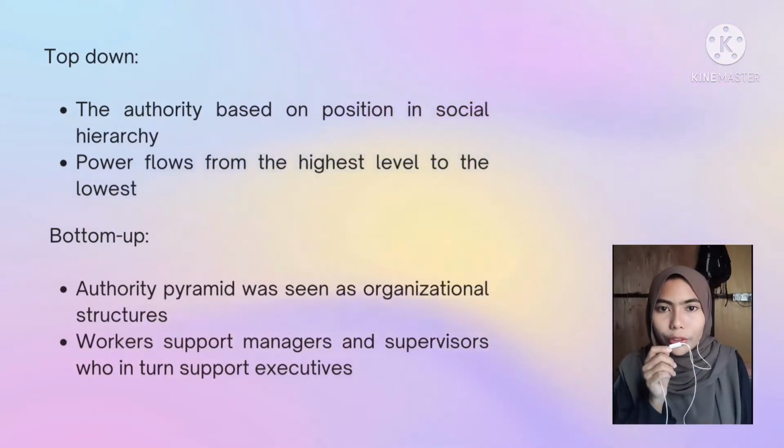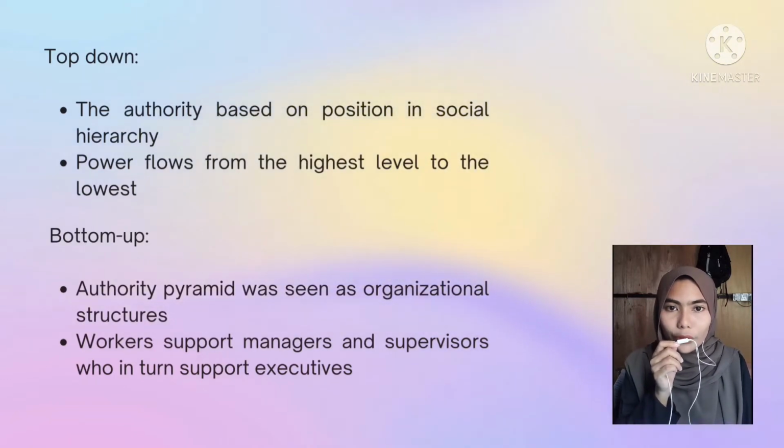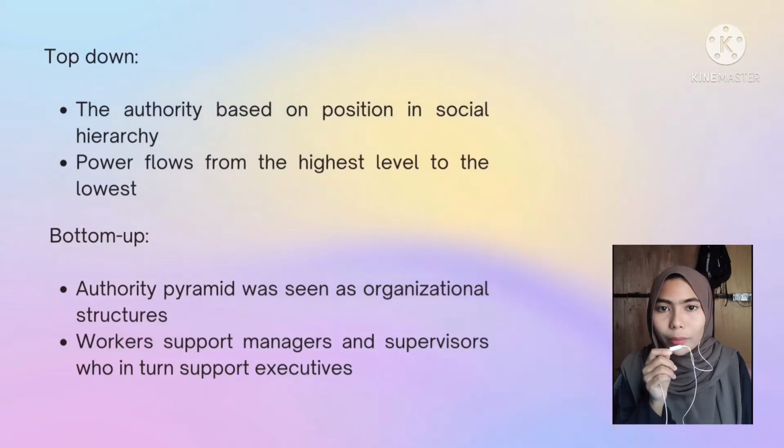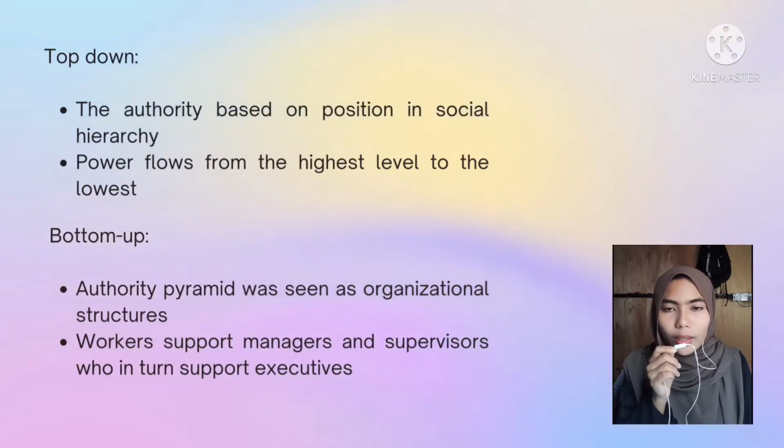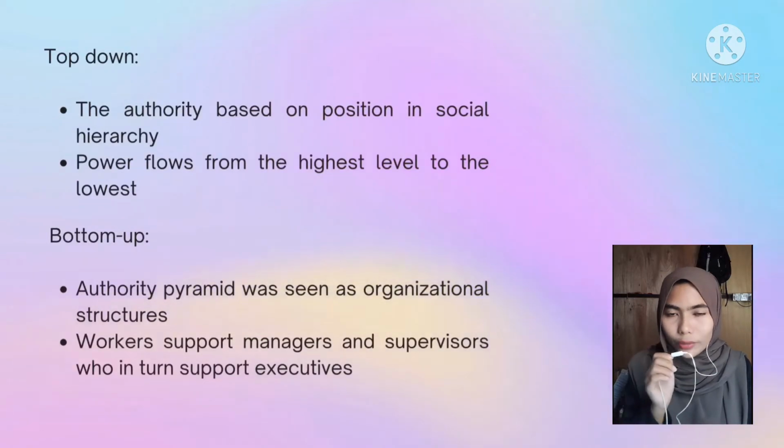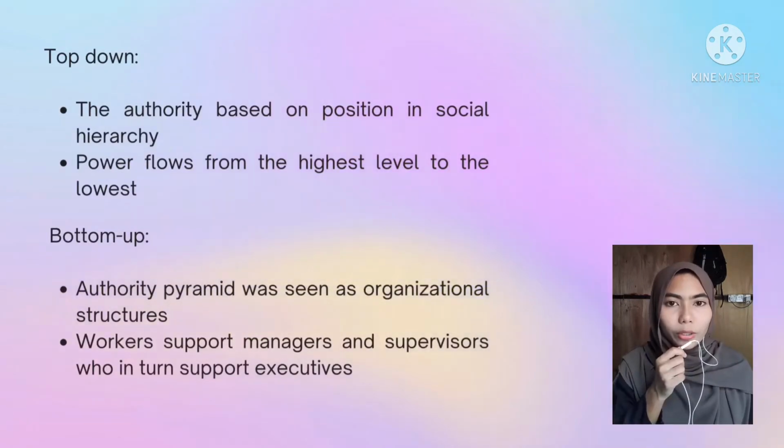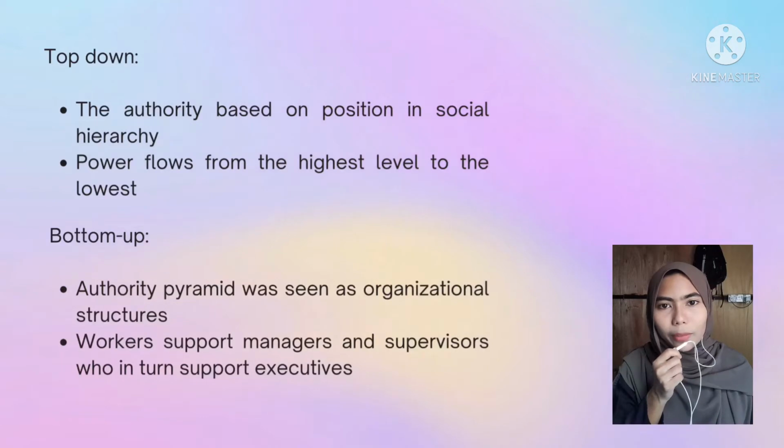From a top-down view, the authority of a leader is based on the position in the social hierarchy, where the top executive has more power than the people at the bottom, and the power flows from the highest level to the lowest level. While in the bottom-up view, the authority pyramid is seen as an organizational structure only, and the power flows as the people at the bottom support the people at the top of them.